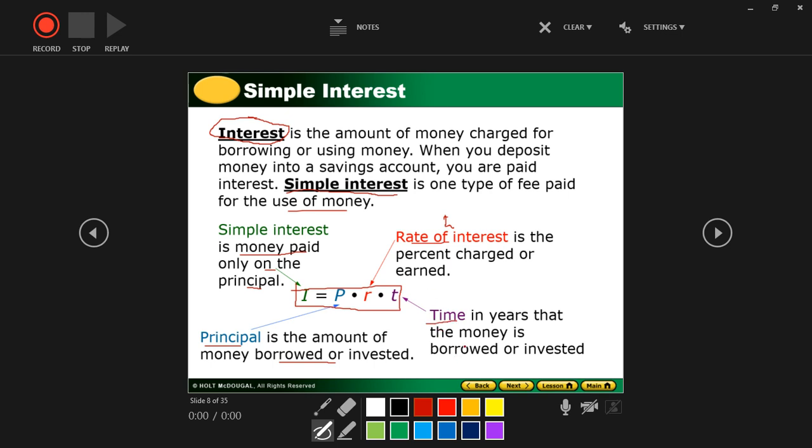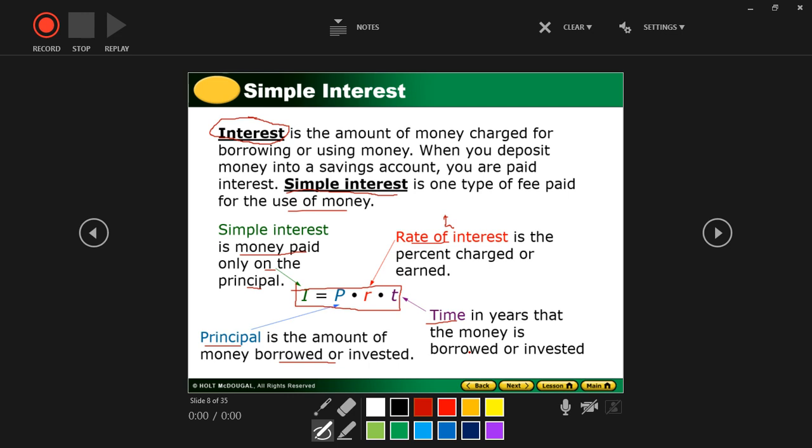Next, the time. So time in years that the money is borrowed or invested. So for how many months man daw bayran ang kanang giutang nimo or pila ka tuig man na siya. So ang standard time nato is years. But if ang given nga time is days, i-divide nimo siya by 365. Kay in a year, there are 365 days man, 'di ba?